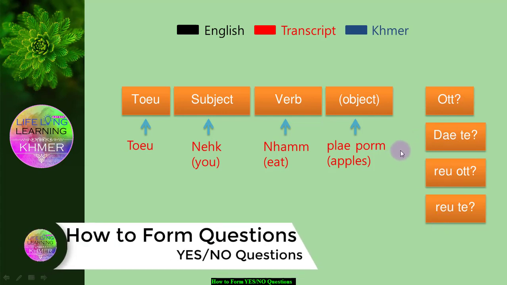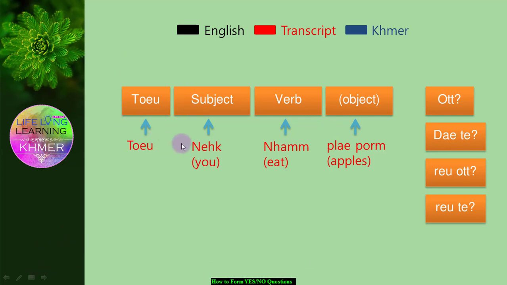And then you need to choose one among the four endings here. It's all up to you whether you use this one or this one. But as the formal question, which is written in books, all the questions need to start with ta, and we don't use ot, we use dai te, ru ot, or ru te. The three below are the ones that we use in writing. This is what we call formal, and the others are informal, mainly for spoken language.